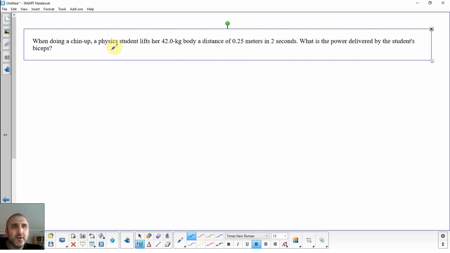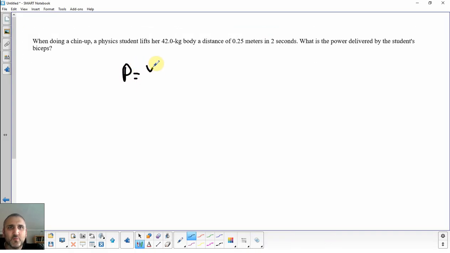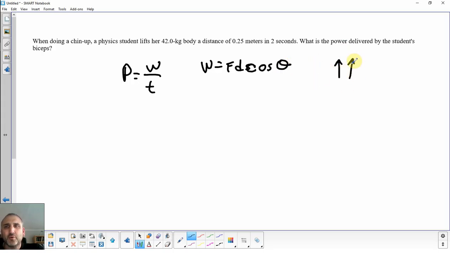Number 2, when doing a chin-up, a physics student lifts her 42 kilogram body a distance of a quarter meter in 2 seconds. What's the power? So now we have to do, all right, power equals work over time, but we don't know what work is, and work equals FD cosine theta. But again, she's lifting up, so the force is up, the displacement is up. So both of those are going to give us cosine of 0, and cosine of 0 on your calculator is 1, so it's FD times 1.